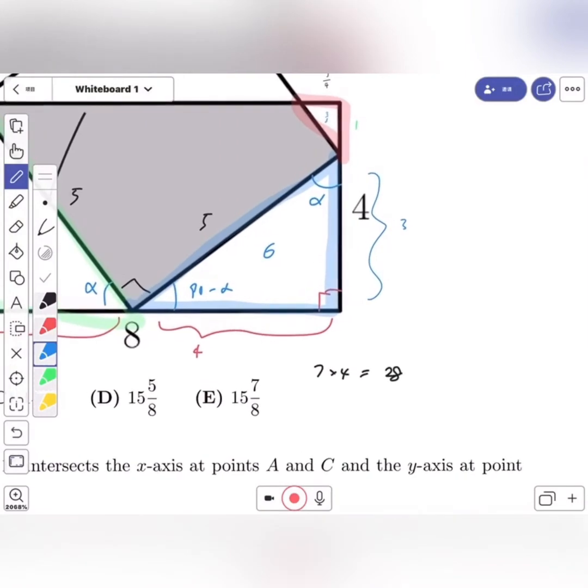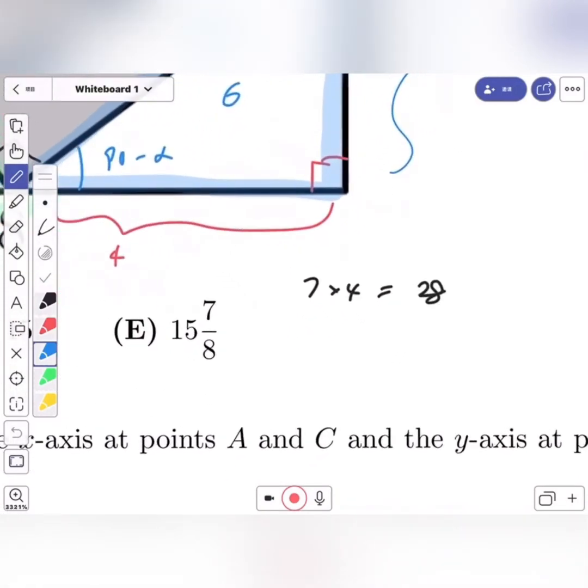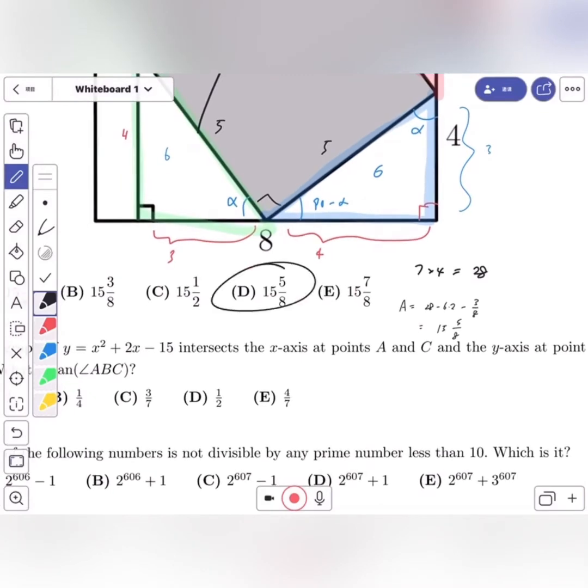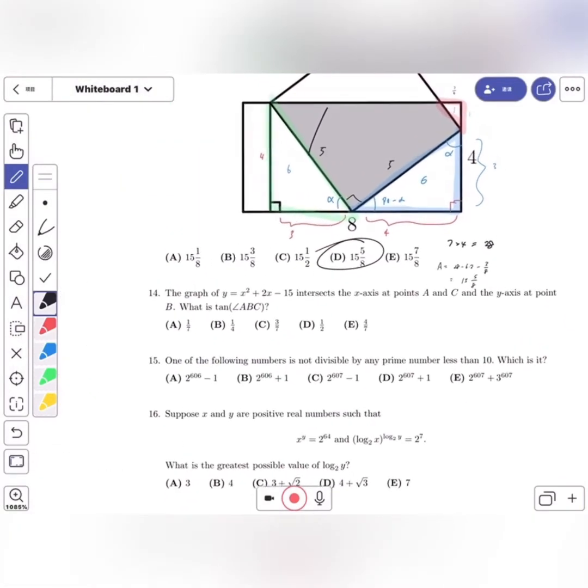Okay. So we just simply have 28 minus 6 times 2 minus 3/8, which is just 15 5/8. And this just gives us answer choice D. Now let's proceed to the next one.